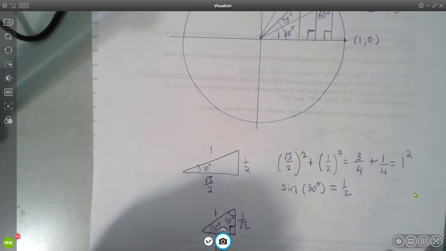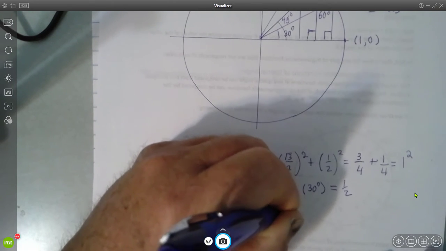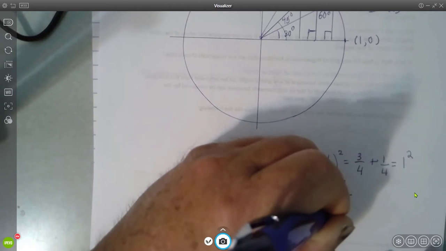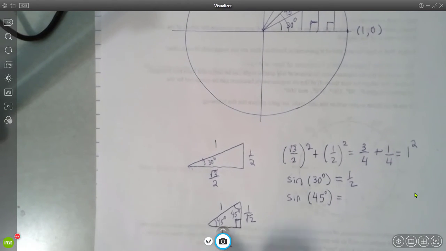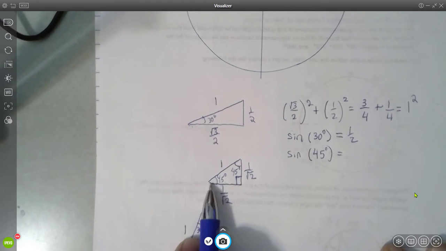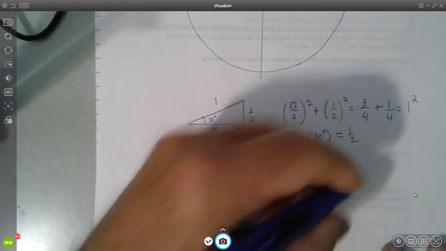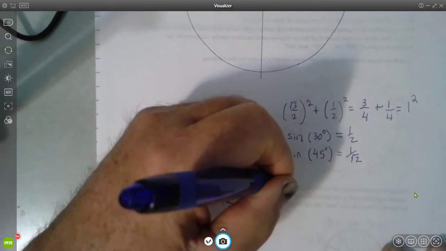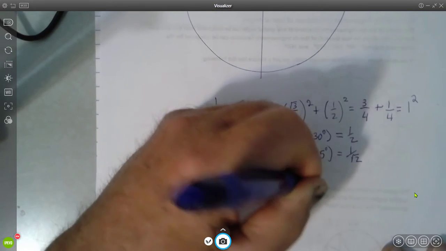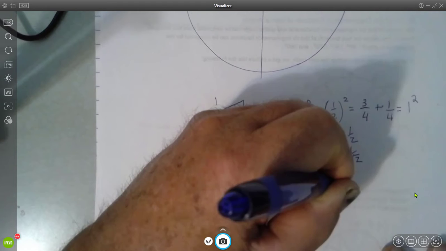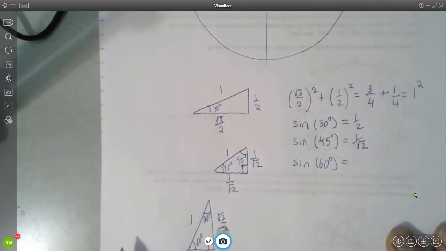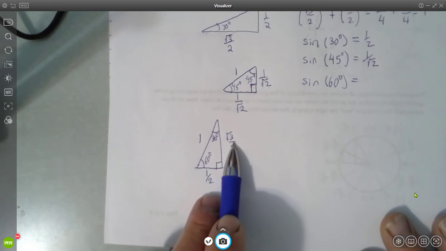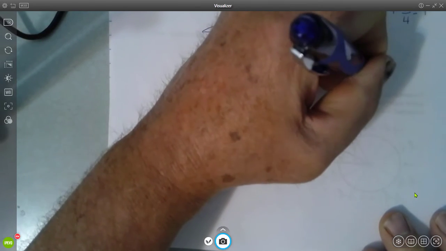The sine of 45 degrees, well, that would be from this picture here, right? Opposite over hypotenuse, that's 1/√2. And the sine of 60 degrees is, well, that comes from the last one we did, 60 degrees, opposite over hypotenuse, root 3 over 2.